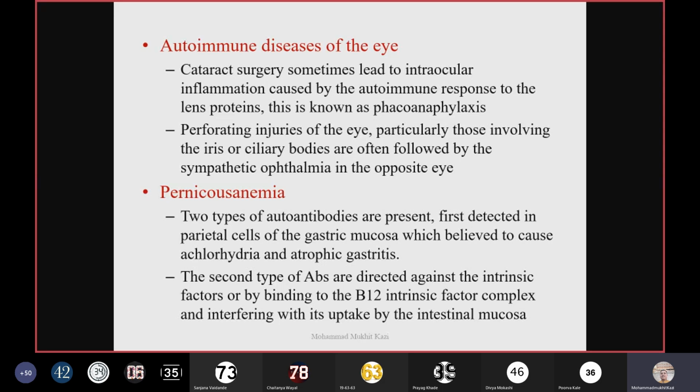Pernicious anemia. Okay, there are two types of autoantibodies present. First, those detected against the parietal cells of the gastric mucosa, which are believed to cause achlorhydria and atrophic gastritis. Okay, and then the second type of antibodies are directed against the intrinsic factor or against the B12-intrinsic factor complex. So that is why if a person is deficient in B12, then that person might develop pernicious anemia.